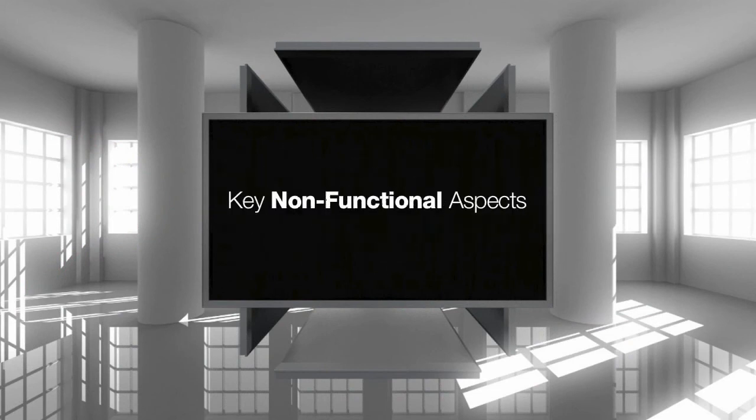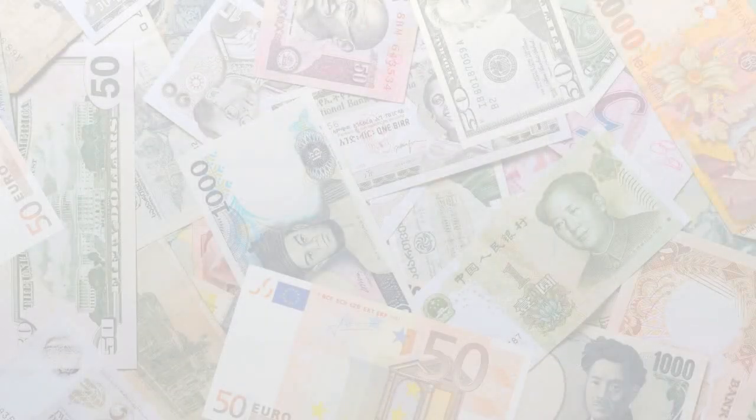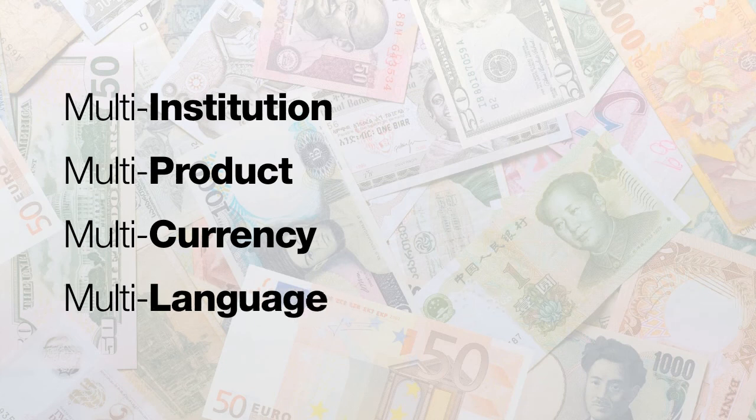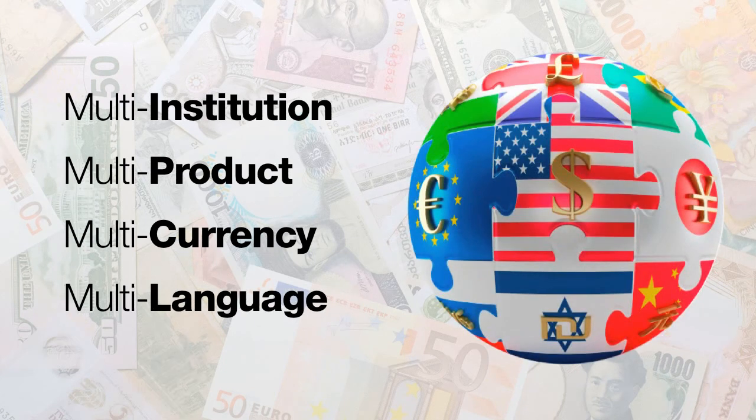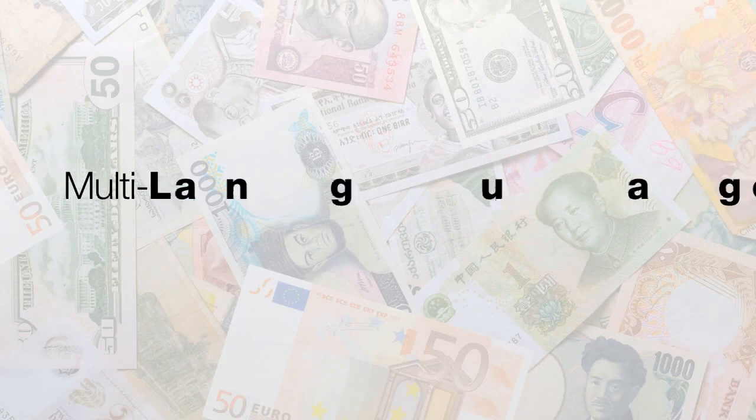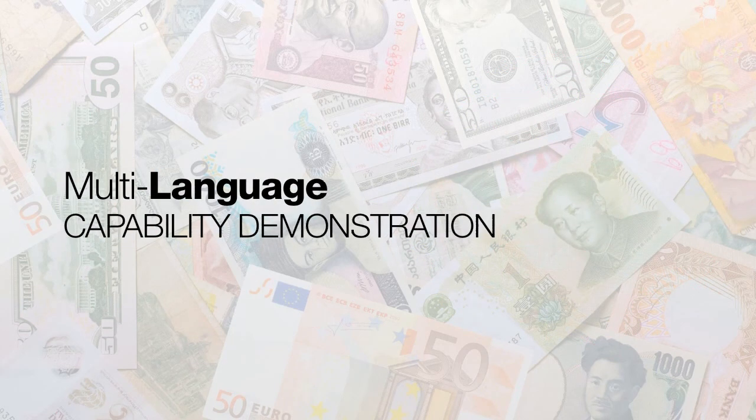In addition to the highly visual functional features of ACI Issuer, we should also look at some key non-functional aspects. As you have already seen in the demonstration, ACI Issuer is fully multi-institution, multi-product, and multi-currency, allowing banks to consolidate multiple systems onto a single platform. It is also fully multi-country and multi-language, allowing it to be deployed quickly and easily worldwide and as a global solution across multinational institutions. The following video will highlight the multi-language capability.